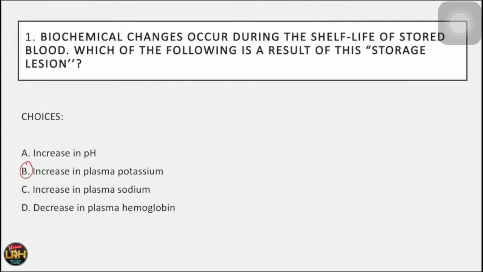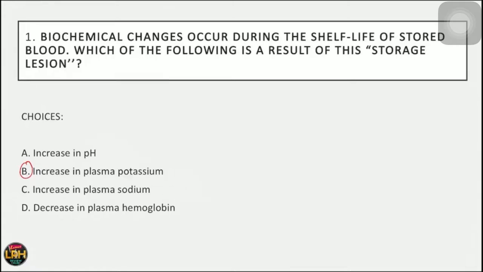Increase in plasma potassium. So let us remember, as the blood cells continue to metabolize in vitro, we observe the loss of viability as well as cellular functions. These functions include the red cell's ability to deliver oxygen and increase the generation of potentially harmful waste products. So what can we observe in times of storage lesion?